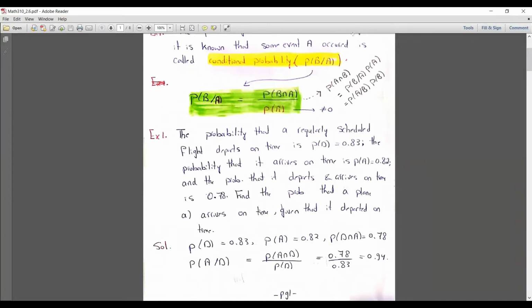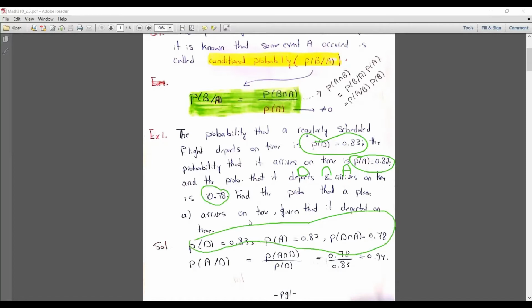Okay, guys. Whenever we have a question about probability, our first step is to do what? Highlight our keywords. So here, departs on time is P of D equals 0.83. Arrives on time is P of A equals 0.82. And departs and arrives, when we say and, we are using what, guys? Inter. Departs and arrives, it is that P of D inter A is equal to 0.78. So we copy again our given.